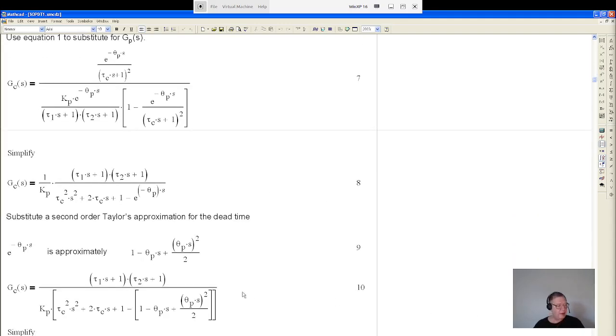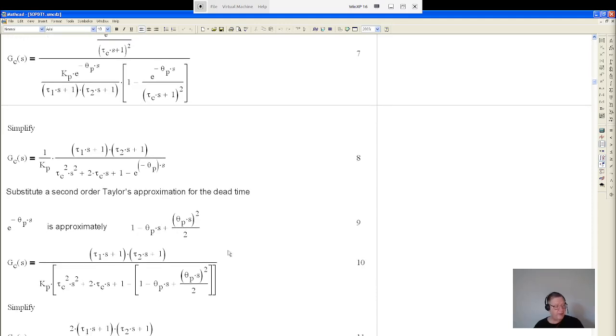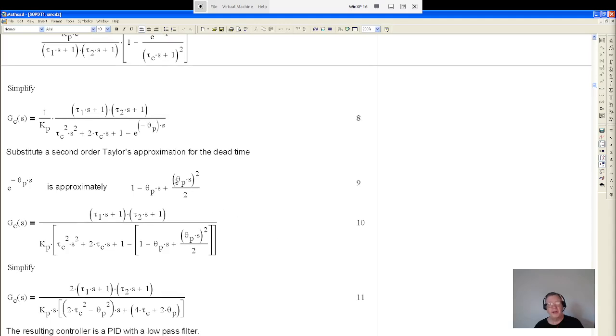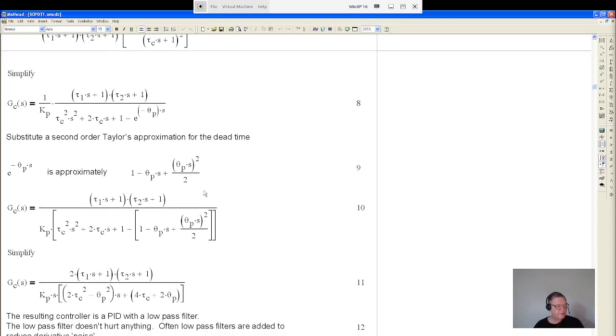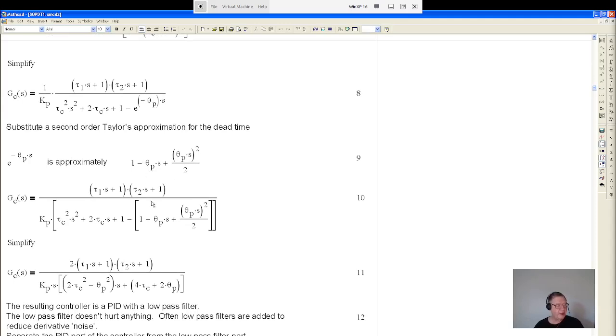The problem that we have is we've got to get rid of this e to the minus theta p because this is the dead time, and we're going to do that by using a Taylor's approximation. We're going to use the first three terms. So we have the 1 minus theta p, and this is the third term here. This approximates it as long as theta p is relatively small. So I make this substitution, and this term here gets replaced by this term here.